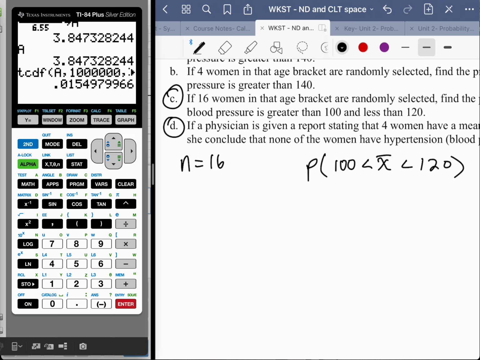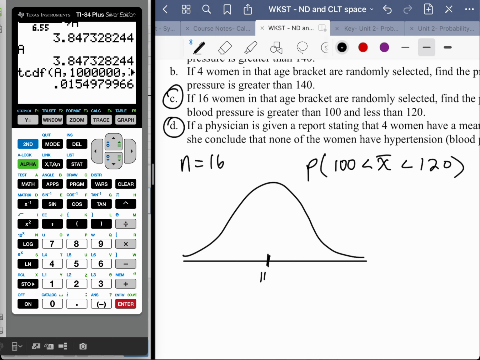diagram, labels, z-scores or t-scores depending on the situation. This is still a t-distribution. Conversions, probabilities, and so on. All right, so the graph.